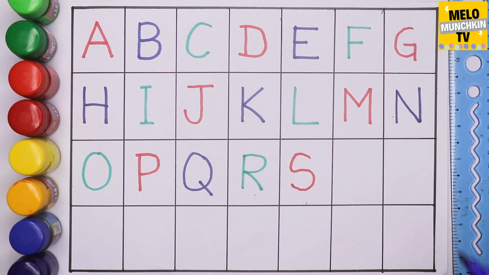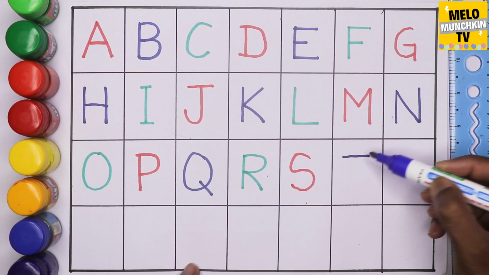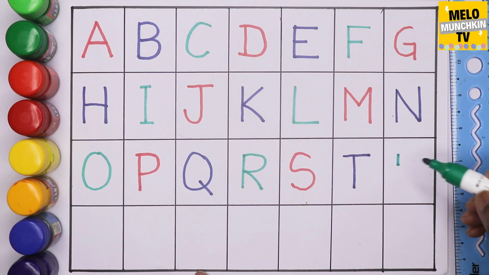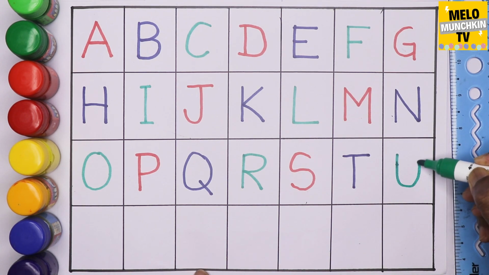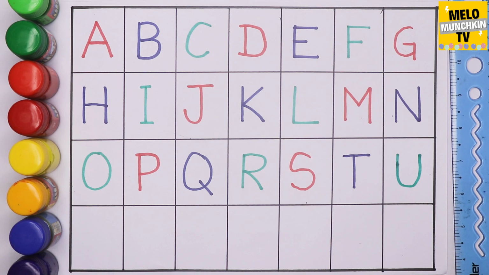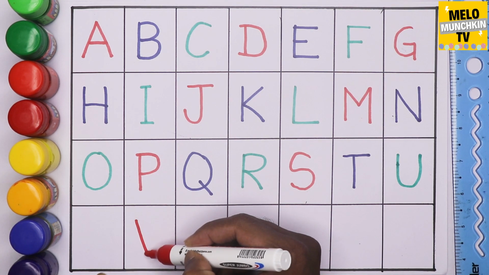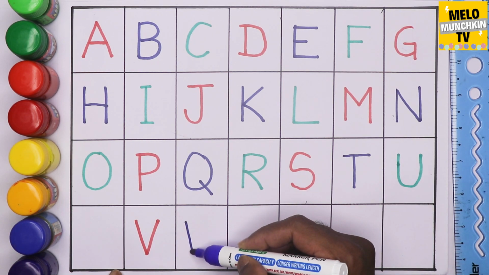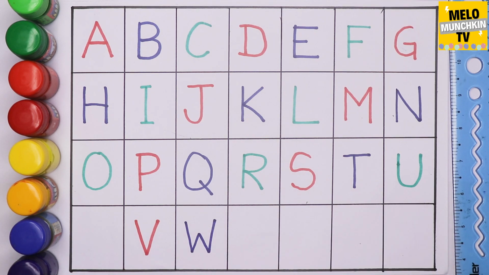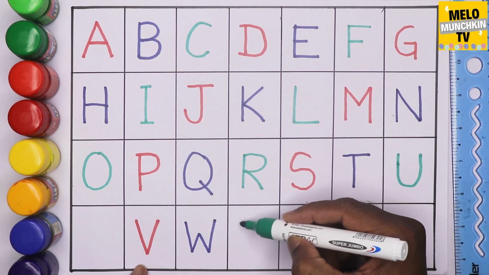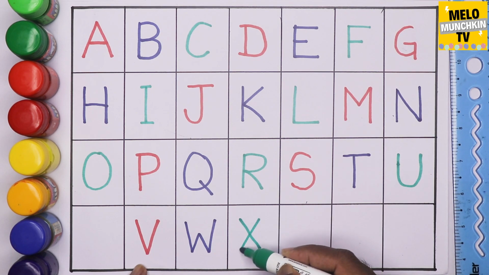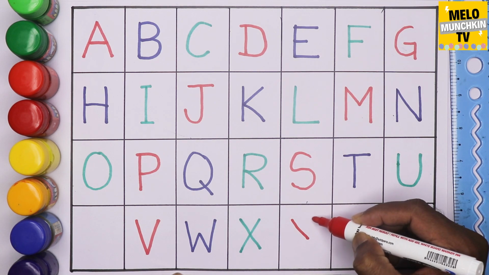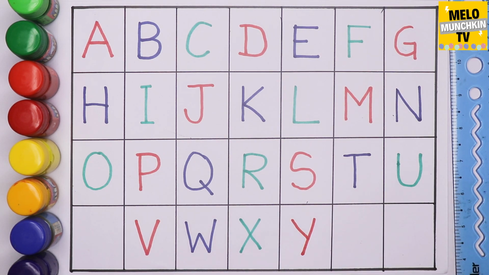S for sun. T for tiger. U for umbrella. V for van. W for watermelon. X for x-ray. Y for yak.